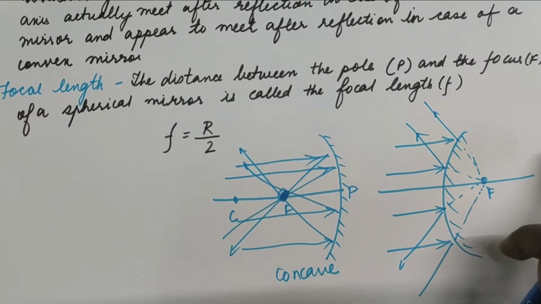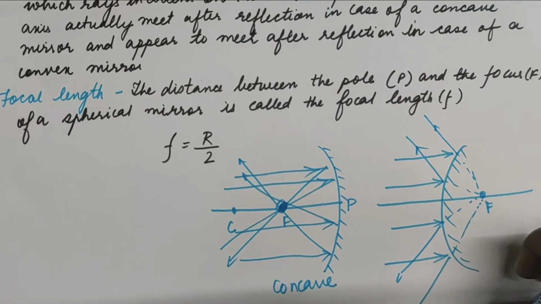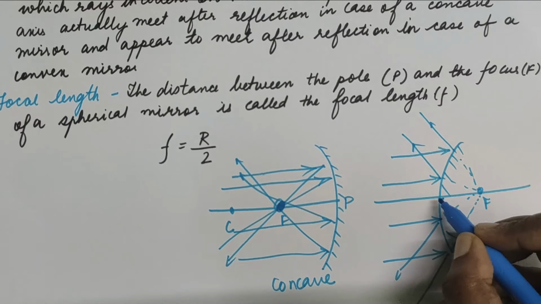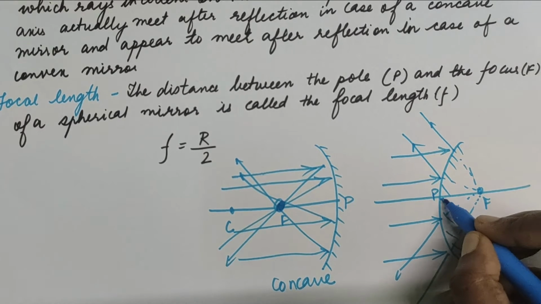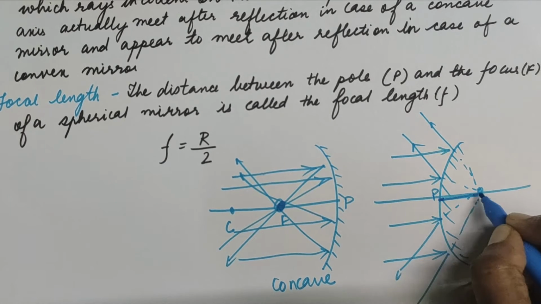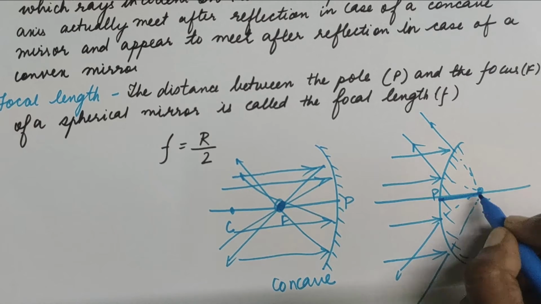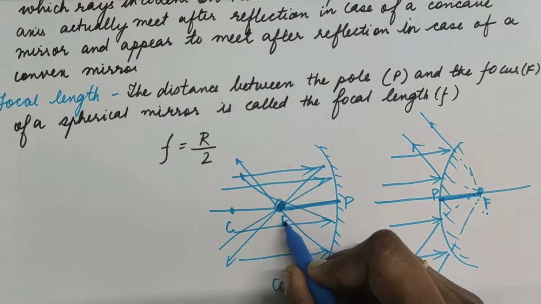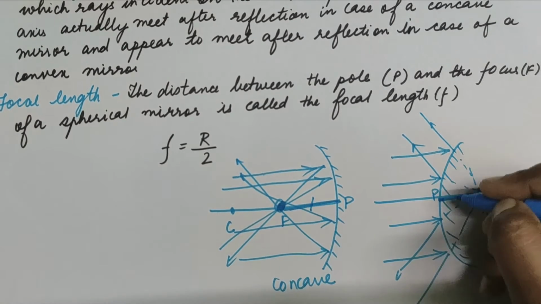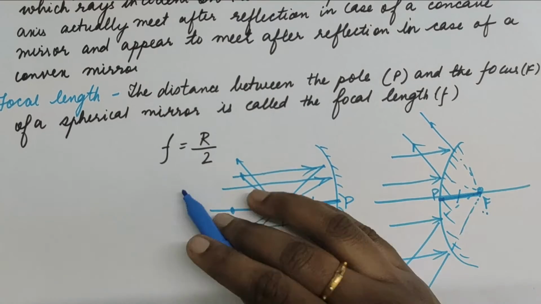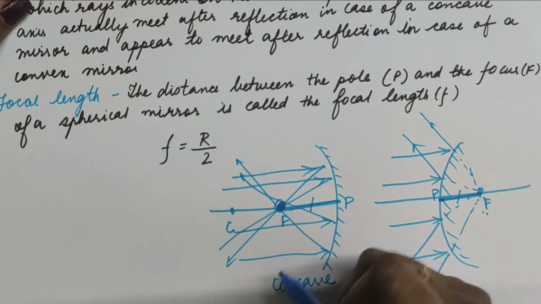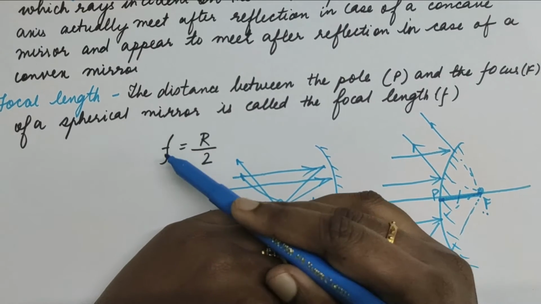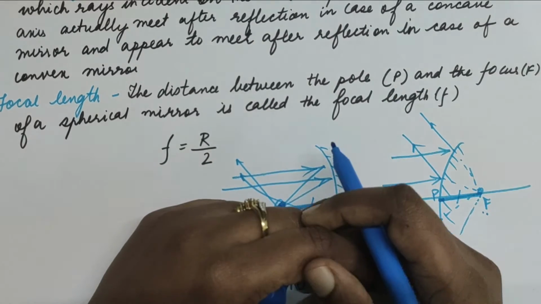Now next we have the focal length, which is the distance between the pole and the focus. So if this is the pole, the distance between the pole and the focus is the focal length, which is generally half of the radius. So if you see this, radius by 2 will give you the focal length of the mirror.